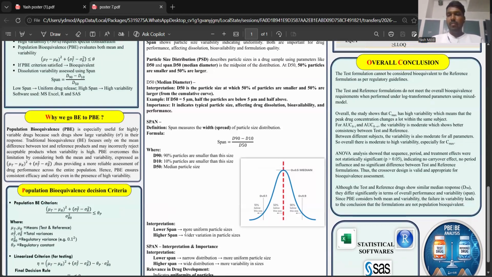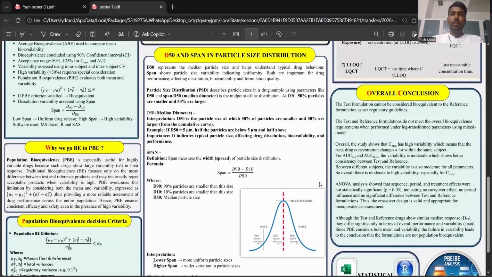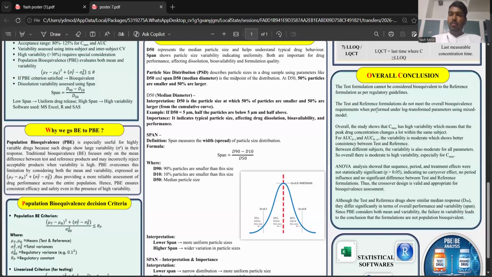Now we are going to our overall conclusion. In our first objective, the test and reference drug are not bioequivalent according to the regulatory guidelines. Here is the proof. The second objective shows that the test and reference formulations do not meet the overall bioequivalence requirement when performed under log-transformed parameters using a mixed sequence model.